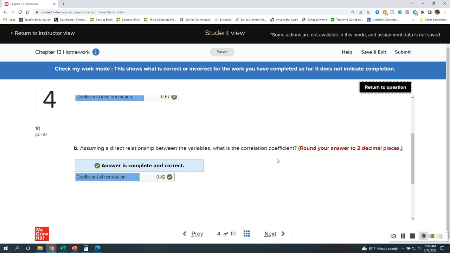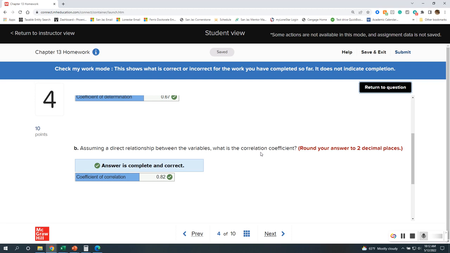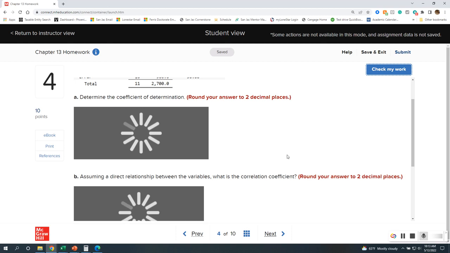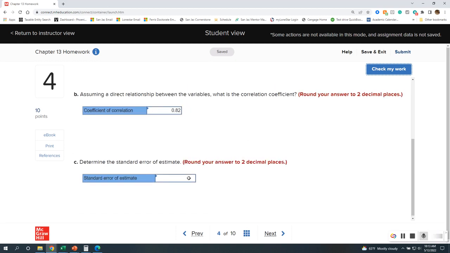Okay. Be careful of that. Remember, correlation coefficient is just R. The coefficient of determination is R squared. So the correlation coefficient is the square root of this. Third question. Determine the standard error of estimate.